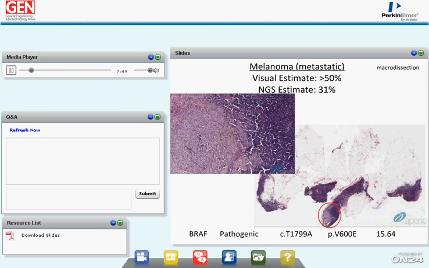So the first case I'm showing you is a melanoma. It's a metastatic melanoma, where the anatomic pathologist estimate was greater than 50% tumor. And what you can see circled in red is the area that was macro dissected, and by next-gen sequencing was only about a 30% tumor estimate. So the visual estimate seems to be a little bit higher than what was actually present.